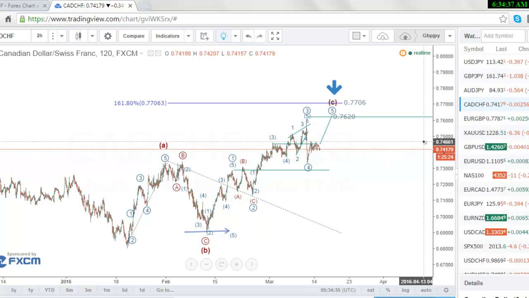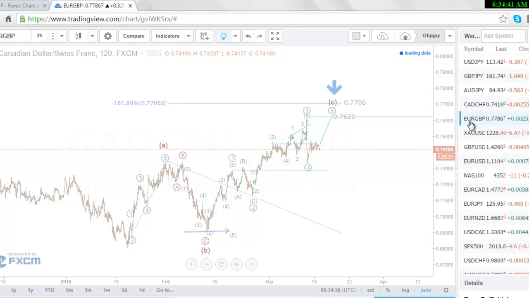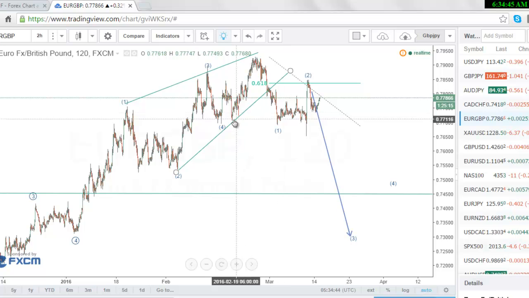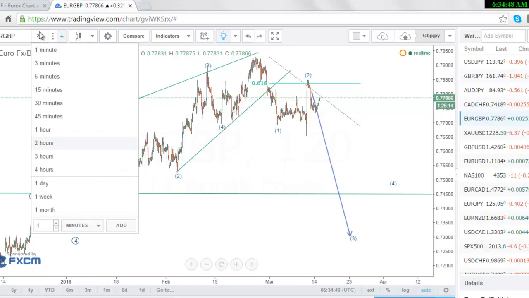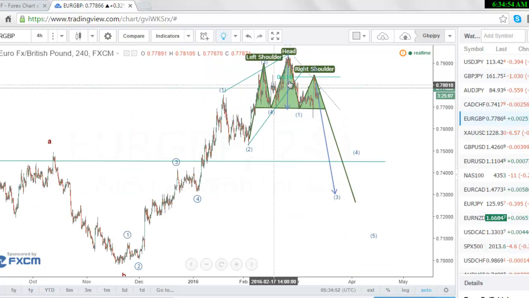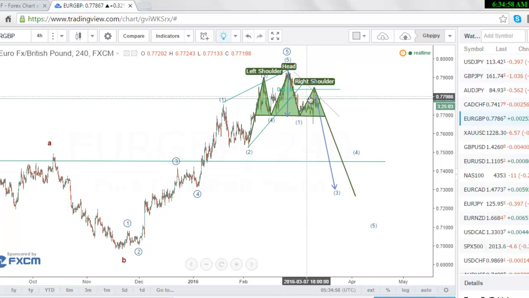Okay, so that is it about CADCHF. And now the EURGBP is the last one I'm going to be showing you. All right, the EURGBP is looking so interesting to me, starting from the head and shoulder pattern that we are seeing here. Look at this head and shoulder pattern. It is not formed, not completed yet, but it's forming.